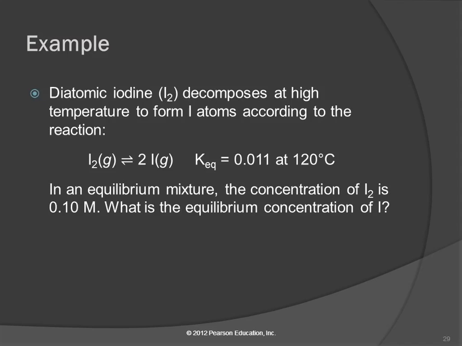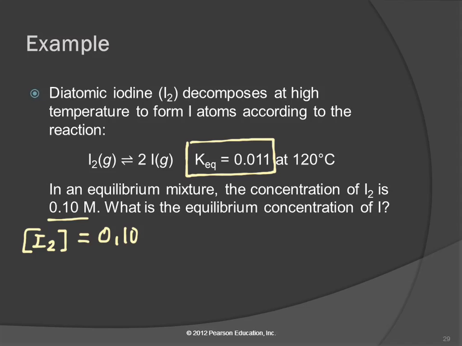So let's identify the things that we've been given. So we've got KEQ up here. I personally don't see the need to write that down again since I'm writing on the slide, but you might want to write that down. And then this number here, that is the concentration of I2 is equal to 0.10 capital M. And they're wanting us to find the concentration of I.